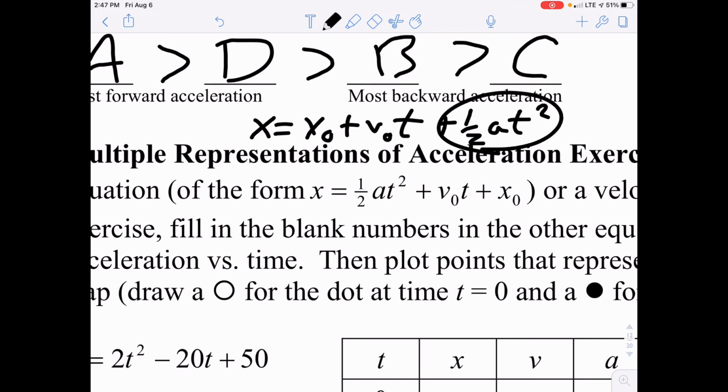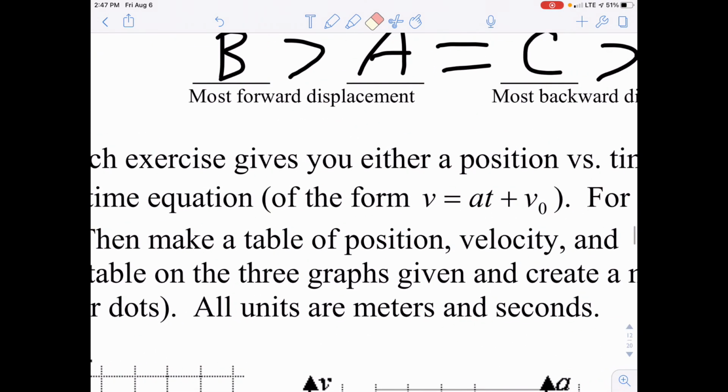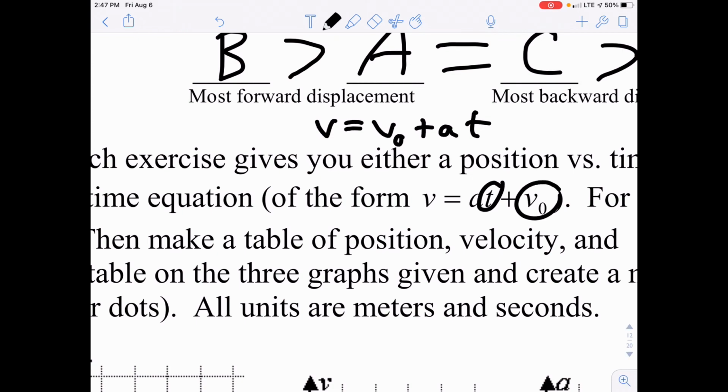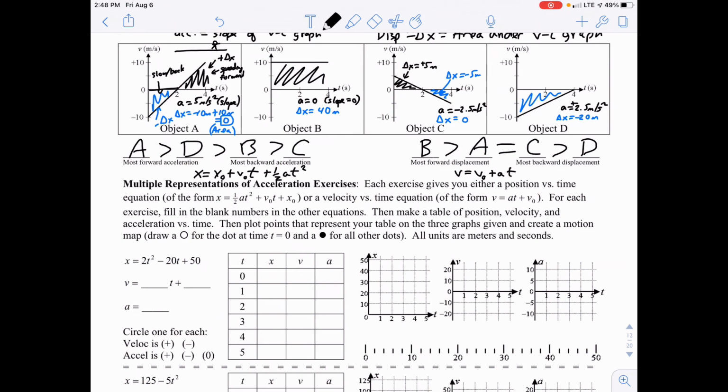Realize this is a quadratic equation, so all we did here was write it with the squared part first, and then the t term, and then the constant. So that's the way we just chose to write it backwards, okay? And then same thing with this here. This equation for velocity was given to you as v equals v naught plus at. But again, we wrote the t term first, and then the constant. So just know that those are the two equations from earlier written in reverse order, okay?